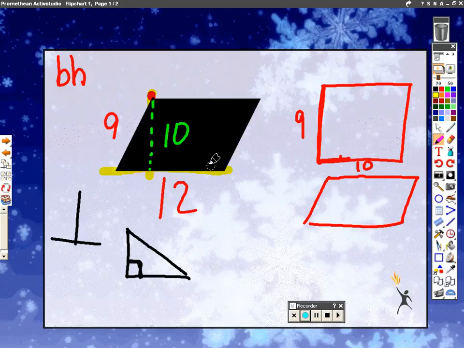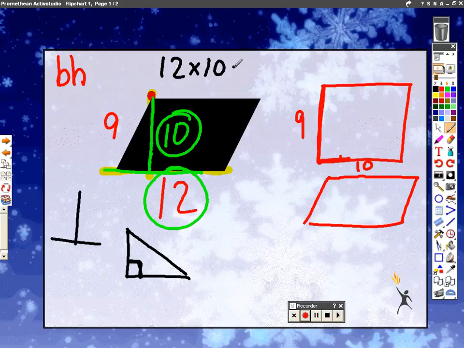Was 9 part of that upside down T? No, my upside down T goes here and here. So the two numbers that make my upside down T are 10 and 12. So I'm going to multiply those. Now, if you're really good at your math facts, you know whenever you multiply by a power of 10, you're just moving over a place and filling it in with a 0. So 12 times 10 is 120. And because they didn't tell me if it was centimeters or inches, I'm going to put units squared. The reason it's squared is because I multiplied two pieces, a base and a height, two elements.